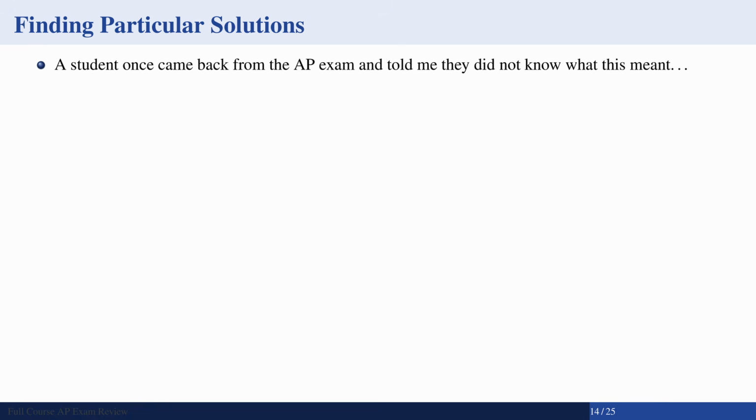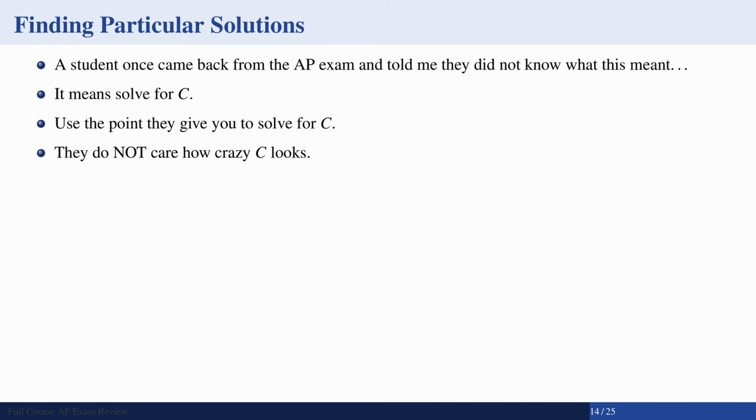Finding particular solutions to differential equations is a huge topic. It basically just means solve the differential equation and solve for C. One of my students once came to me after the AP exam and told me they didn't know what it meant to find a particular solution, and I died a little inside. It just means solve for C, like don't leave C. You're gonna use the point that they give you to solve for C, and College Board just does not care how crazy your C value looks. So like it could be all over the place.